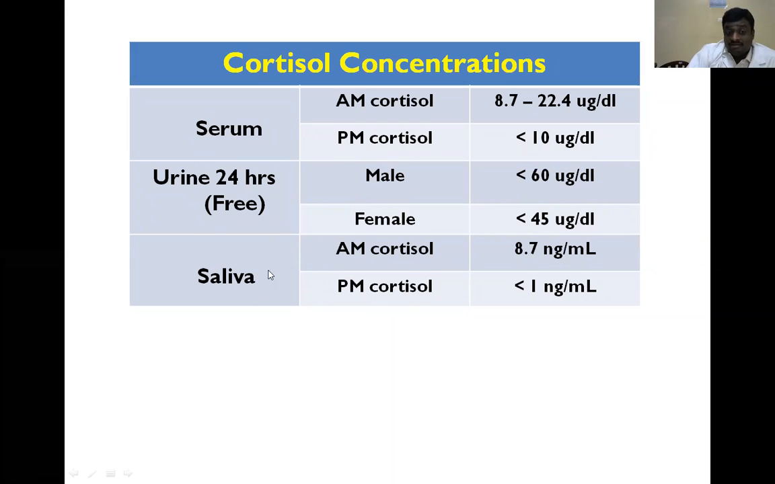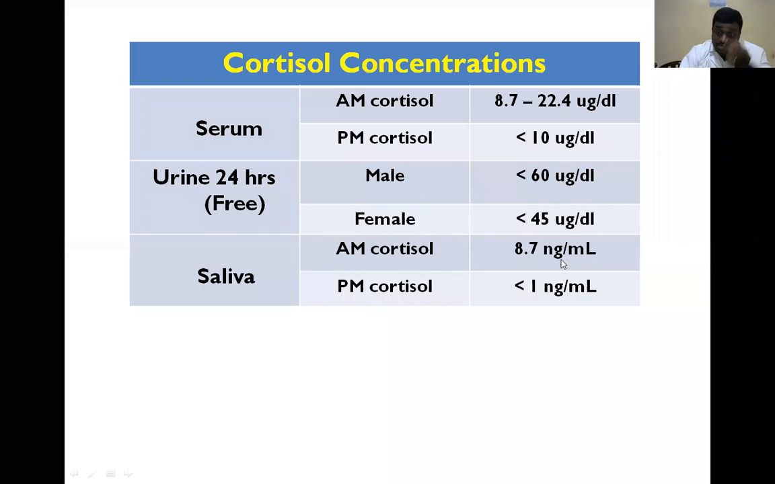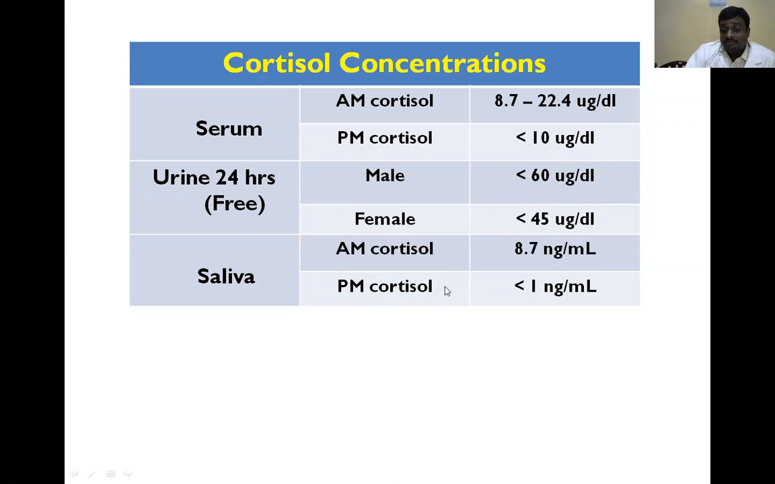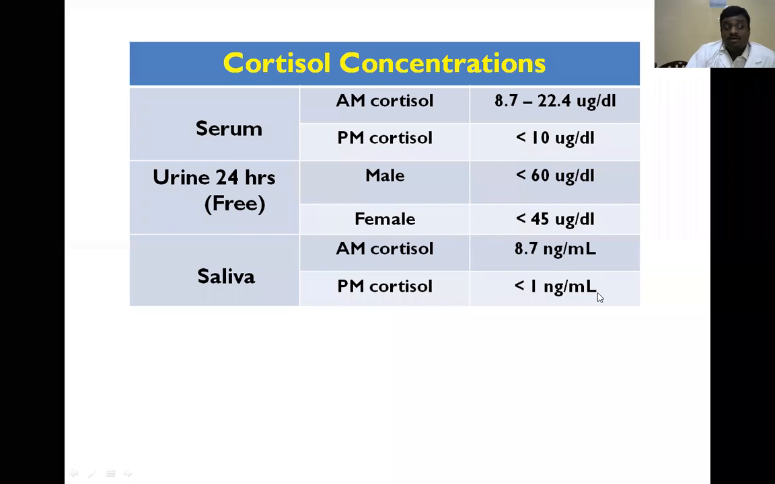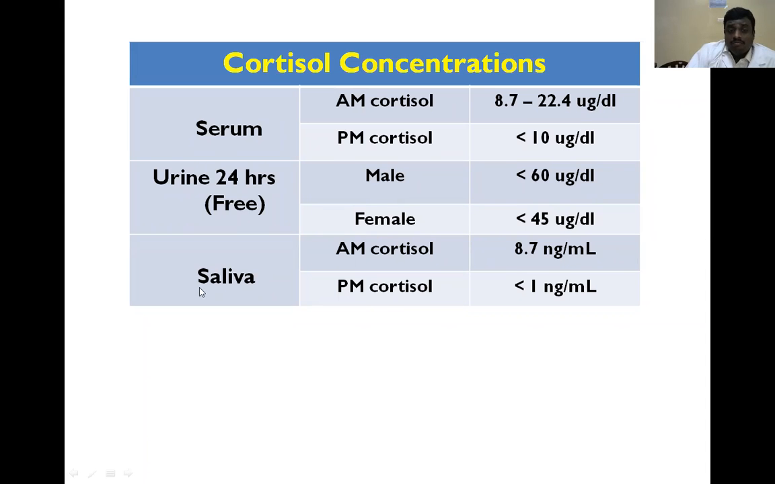Likewise, in the saliva we also estimate cortisol levels. In the morning sample, it is 8.7 nanograms per ml. For the same patient, the evening sample is less than 1 nanogram per ml. So these are all reference ranges in the serum, urine, and also in the saliva. But here we must note down the time of the sample collection, whether it is a morning sample or an evening sample.